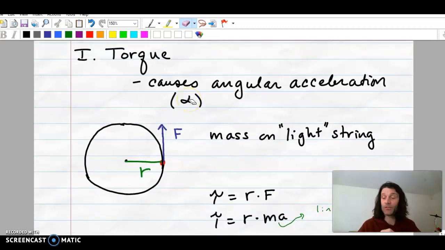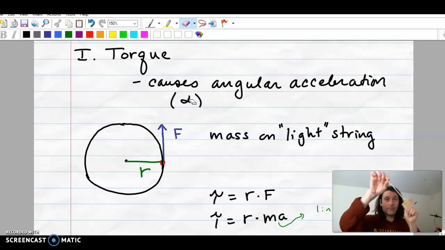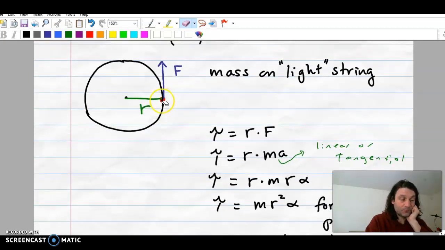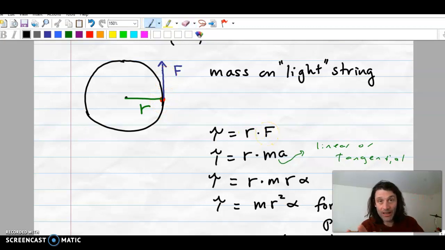Torque causes things to rotate or accelerate rotationally or angularly. If I have a mass on a light string, just like Bob, say hi to Bob. Hi, Bob. He's still with us. This is a mass on a light string, okay? And we will calculate the torque that is on Bob right now. And that amount of torque, again, is a radius multiplied by a force.